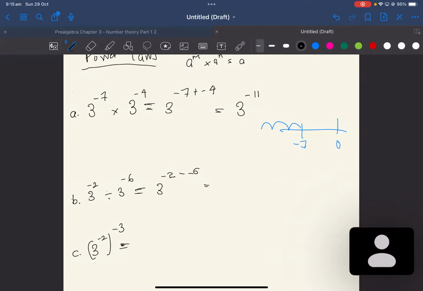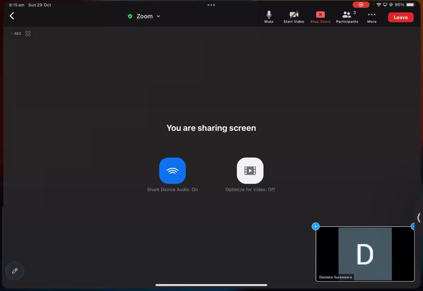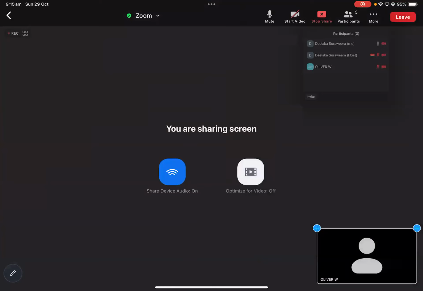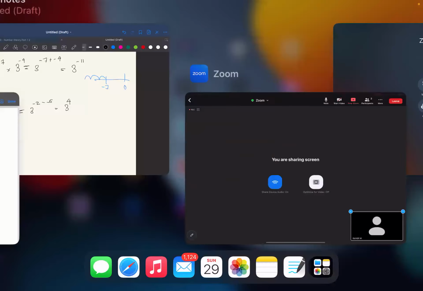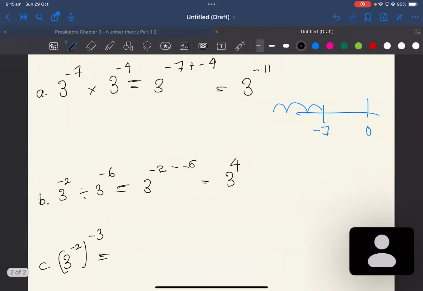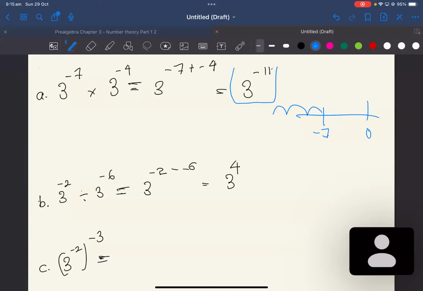Because you start at -2, it'll be 3 to the power of 4. Is that what you got, Oliver? Oliver? You there? Pardon, sorry, I just turned off the echo. But did you get these two? Do they make sense? Yes. Okay, good.